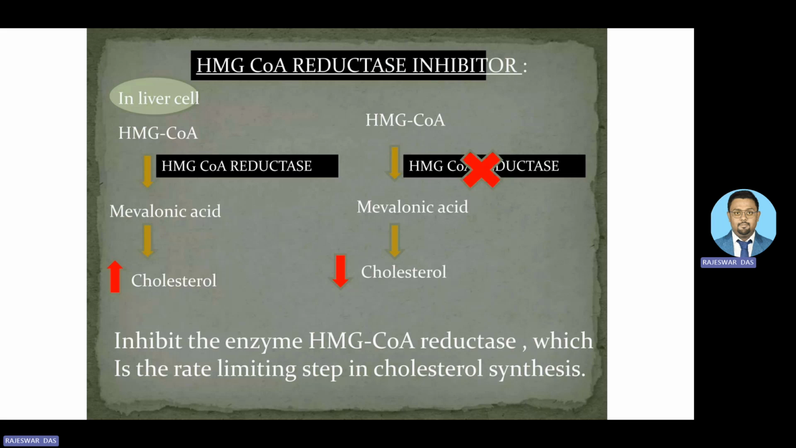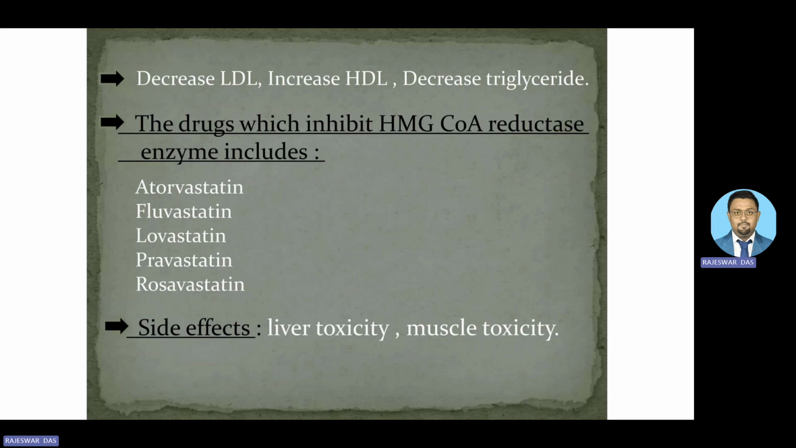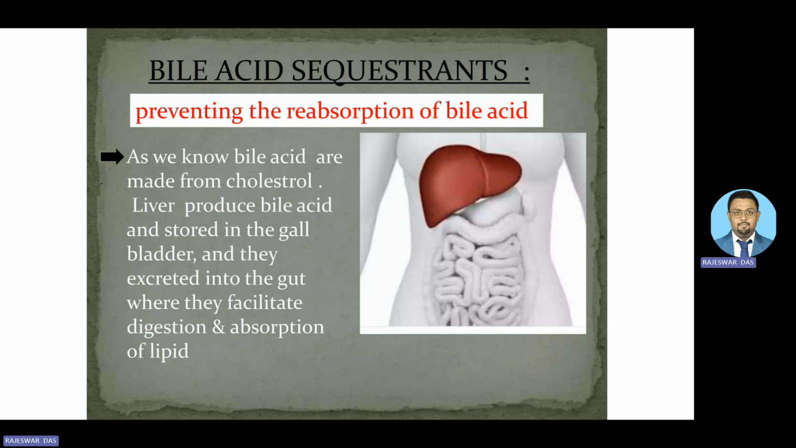But if you take the HMG coenzyme A reductase inhibitors, the conversion of HMG coenzyme A to mevalonic acid cannot be produced due to the inhibition of the HMG coenzyme A reductase. That's why the production of cholesterol is reduced. It inhibits the enzyme HMG coenzyme A reductase, which is the rate-limiting step of cholesterol synthesis in the liver cell.